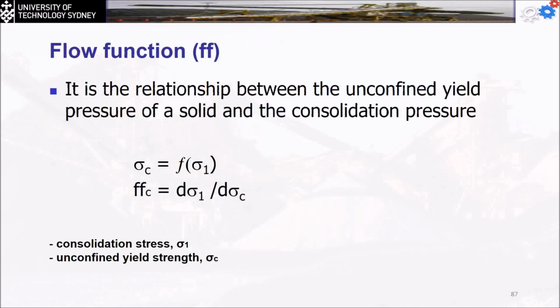For the flow function, the relationship between the unconfined yield pressure of the solid and the consolidation pressure is going to look like that. Sigma c is going to be a function of the sigma 1. And the flow function, FF, is going to be the change in the sigma 1 divided by the change in the sigma c.